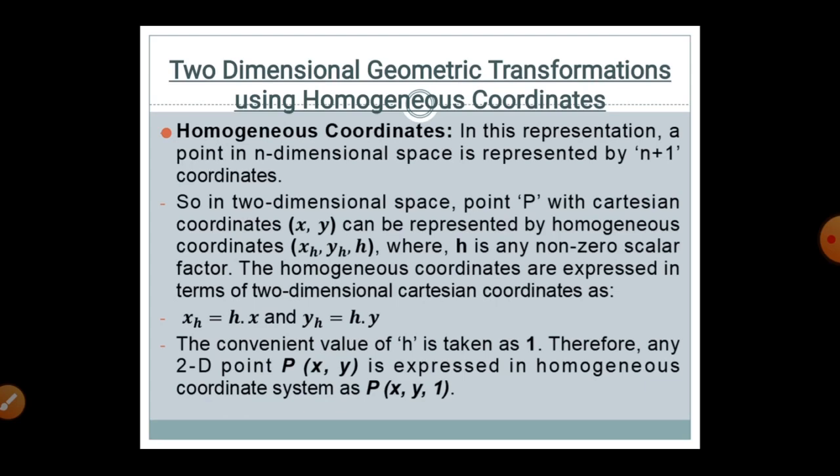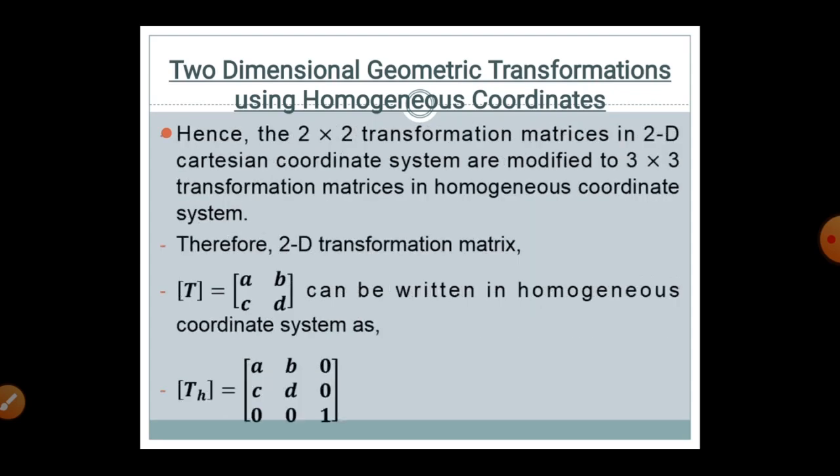The convenient value of h is taken as 1. Therefore, any 2D point, that is P of x, y, is expressed in the homogeneous coordinate system as P of x, y, 1. This is called the homogeneous coordinate system. The point P expressed in terms of coordinates is x, y, 1. Hence, the 2x2 transformation matrix in 2D Cartesian coordinate systems is modified to 3x3.